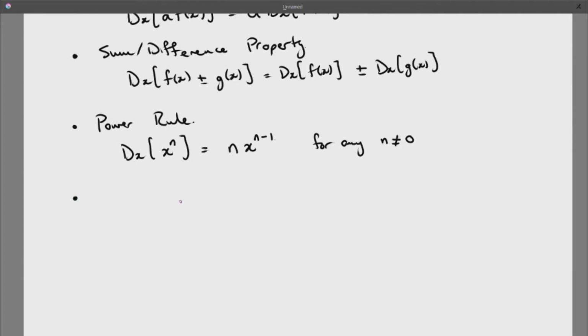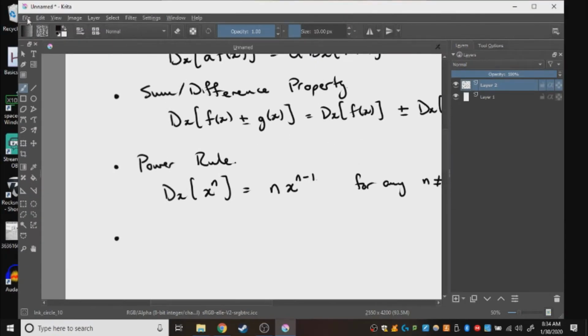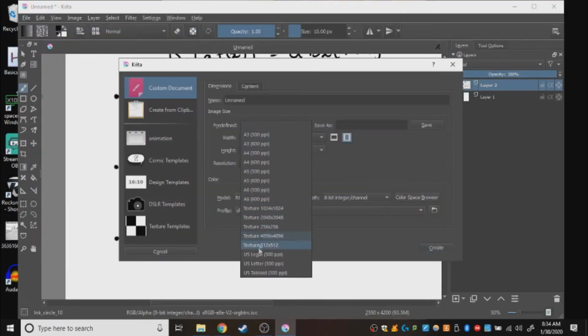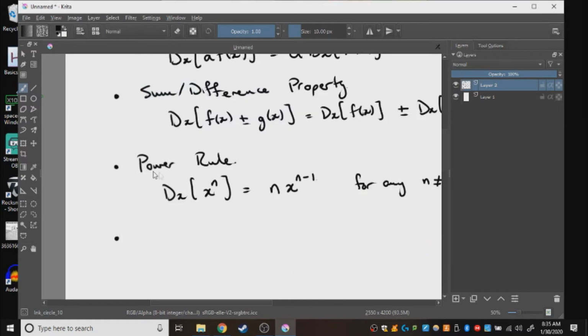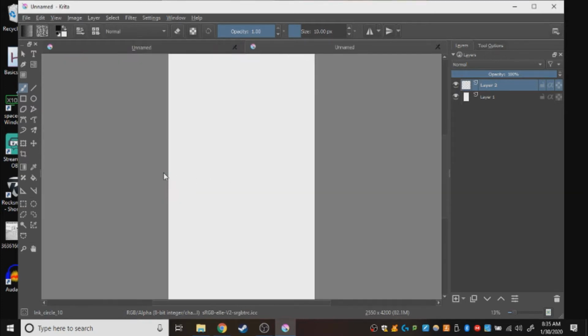Now I'm going to leave this page to add those properties and do our examples on a new page so we don't run out of space.